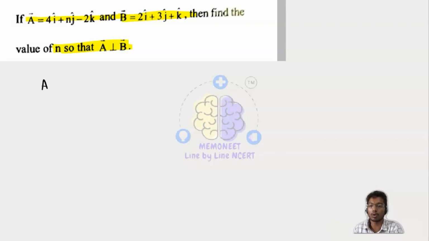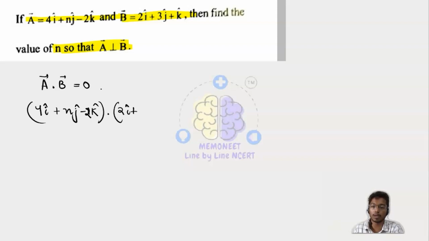That is cos 90 will be 0. That is, the dot product will be 0. Then a vector dot b vector is equal to 0. So we can write 4 i cap plus n j cap plus minus 2 k cap dot product with 2 i cap plus 3 j cap plus k cap will be equal to 0.